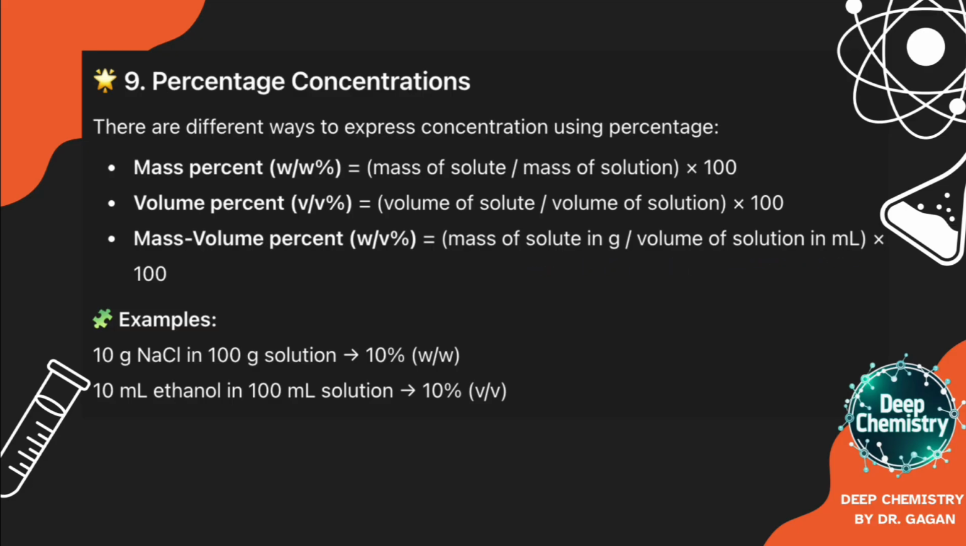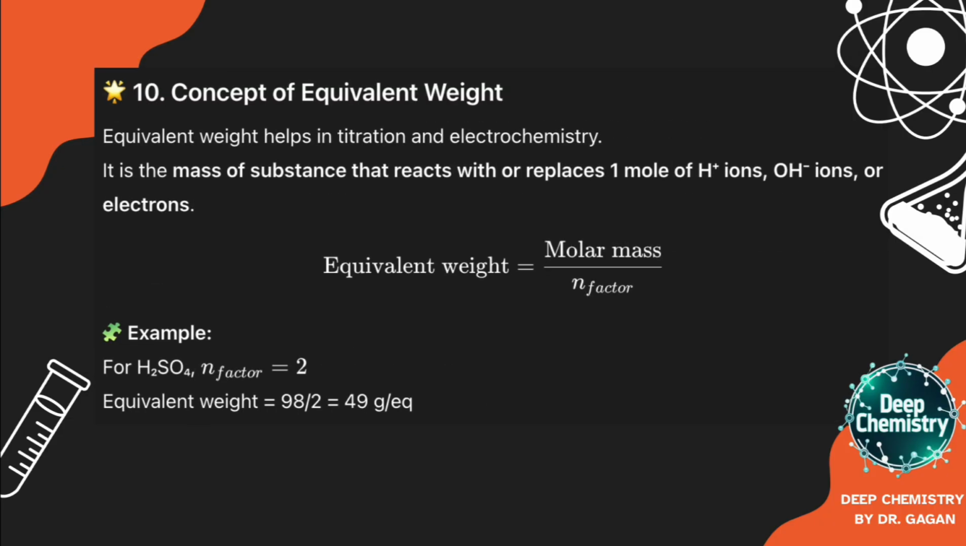For example, 10 gram NaCl in 100 gram of solution equals 10% W by W, or 10 ml ethanol in 100 ml solution equals 10% volume by volume percent. Simple, right? Next is equivalent weight.